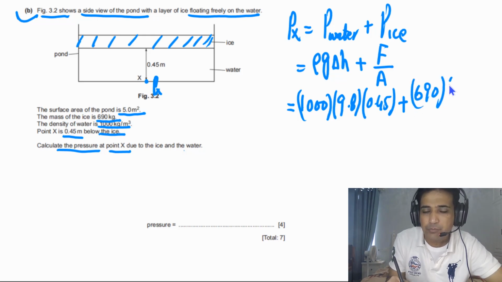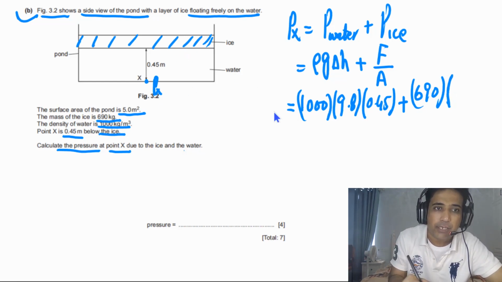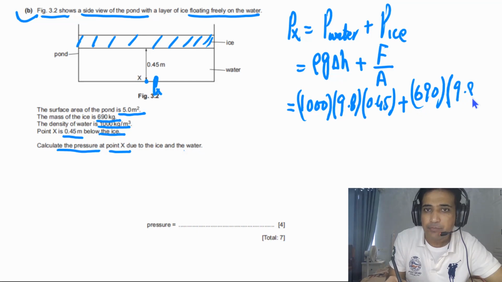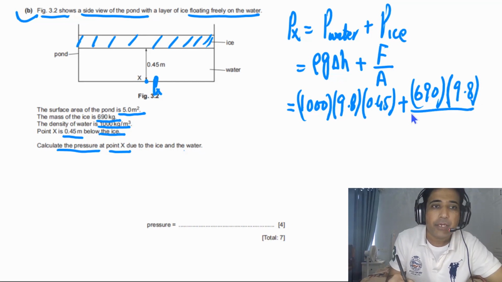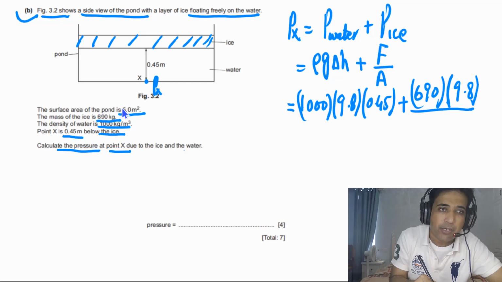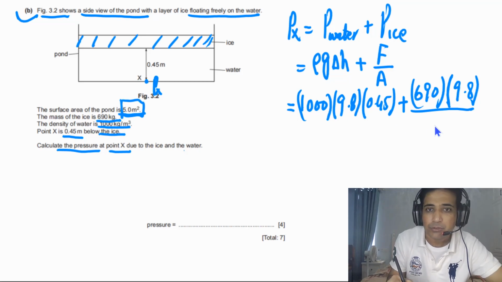We need weight, meaning the force exerted on this surface, that is equal to the weight of the ice. So we have to multiply by g, so this is 9.8, divided by the contact area, that is 5.0 meters squared. So we have 5.0. Now we just need to simplify.